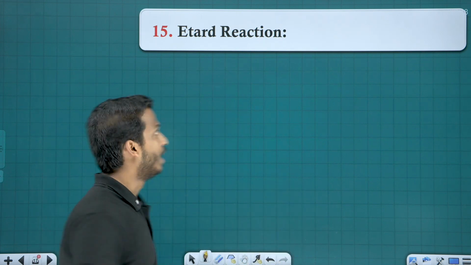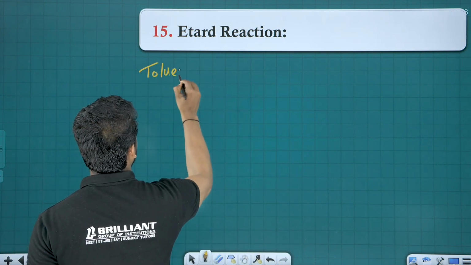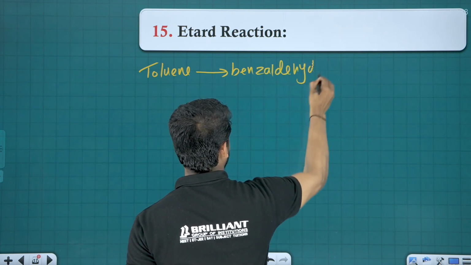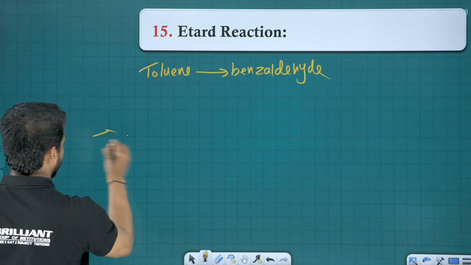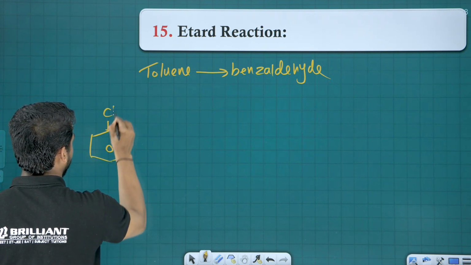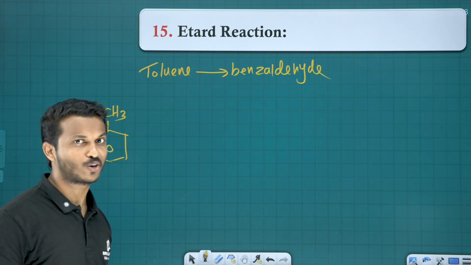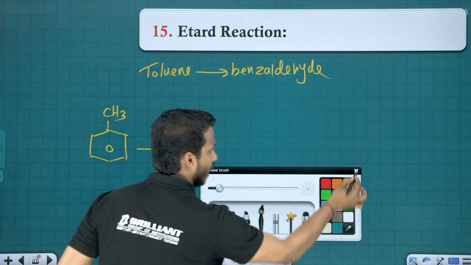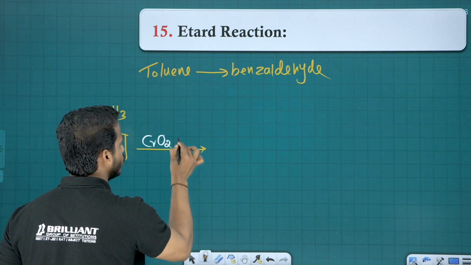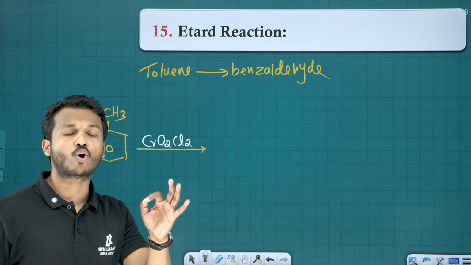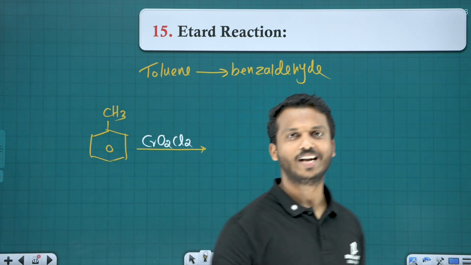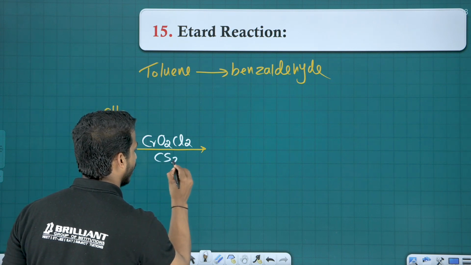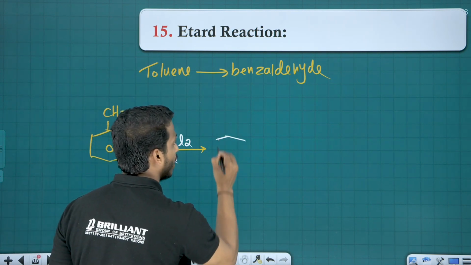What is Etard reaction? Etard reaction means toluene to benzaldehyde. Two steps, okay? What is toluene? Benzene with a CH3 is called toluene. This CH3 we have to make an aldehyde. First we treat with the reagent CrO2Cl2, called chromyl chloride, along with carbon disulfide, CS2. It forms a big complex, my dear.